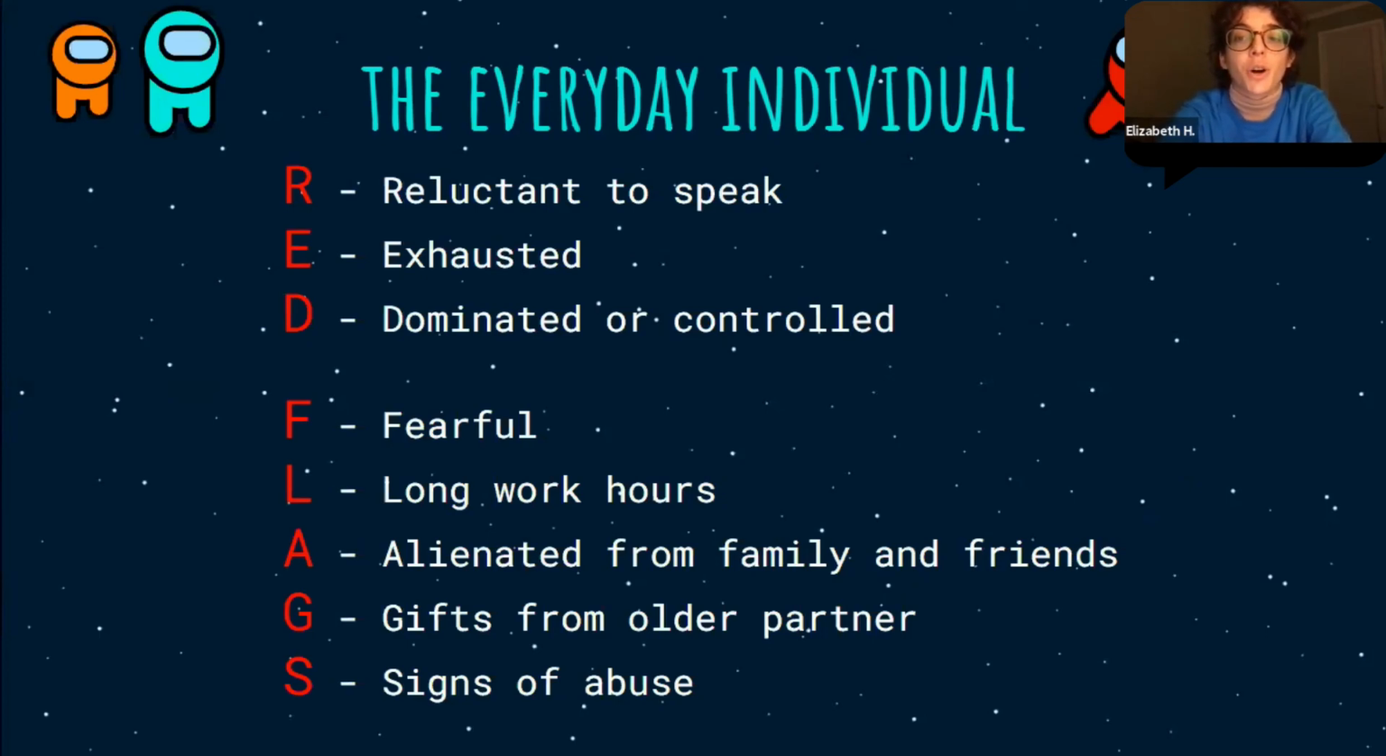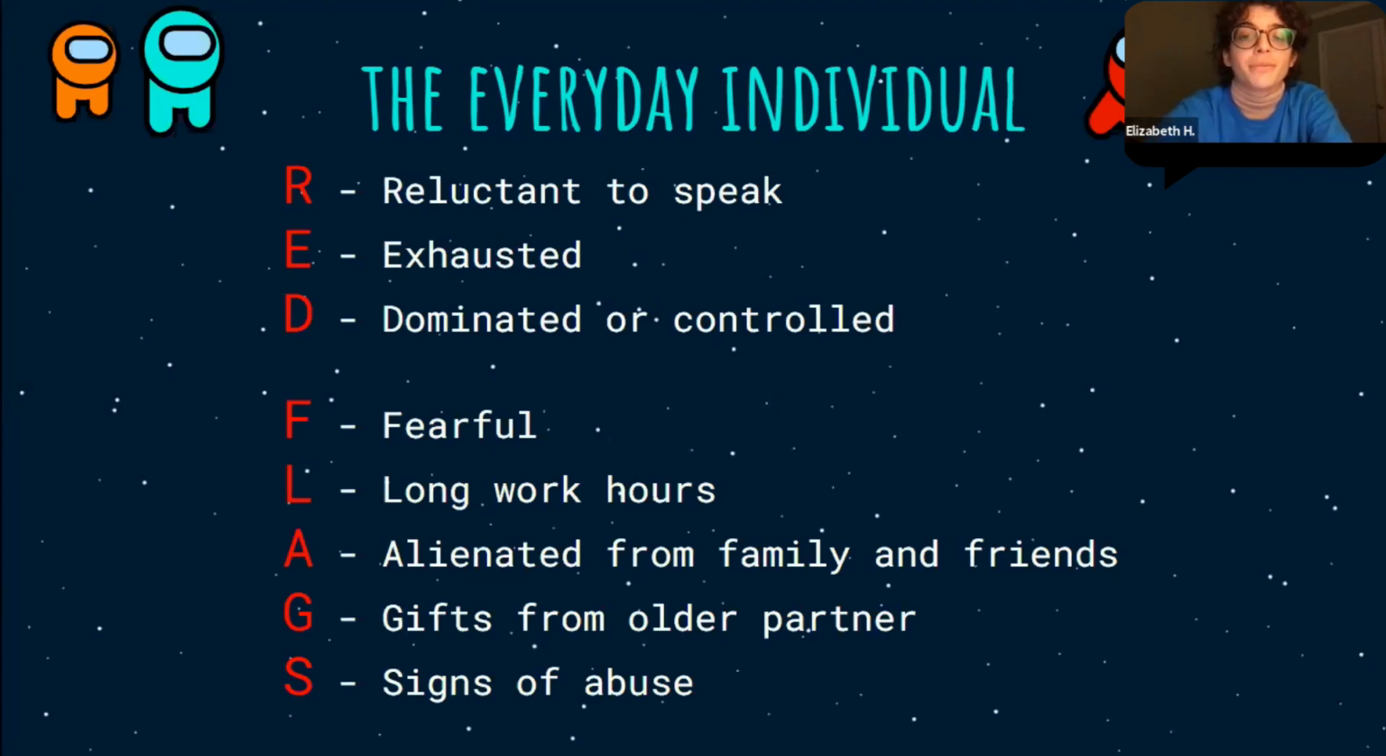Being dominated or controlled, they may have no say of what goes on or may not have access to personal information or documents, like an ID or passport. And another example is not being allowed to leave a certain area. Fearful, long work hours, which they may not be getting paid for or being paid very little, and working in dangerous conditions, being alienated from family and friends. Traffickers tend to do this intentionally to isolate their victims, and also this isolation makes it harder for the victim to reach out for help.